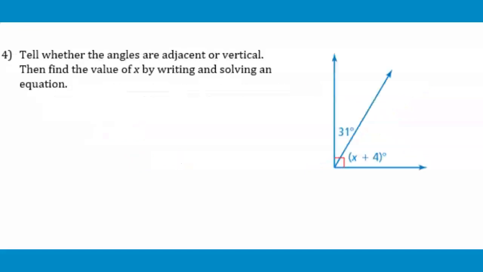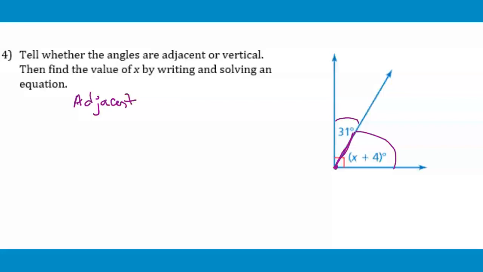All right, let's look at another one here. Are these angles? And the angles that I'm looking at, there's an angle here, and there's an angle here. They share that vertex, but they also share a common side. So if we remember our definitions for adjacent and vertical, adjacent angles share the common side. So these are adjacent, so we're going to write that first. Adjacent. And then it says, then find the value of x by writing and solving an equation.